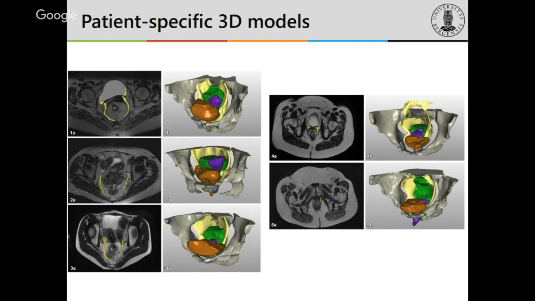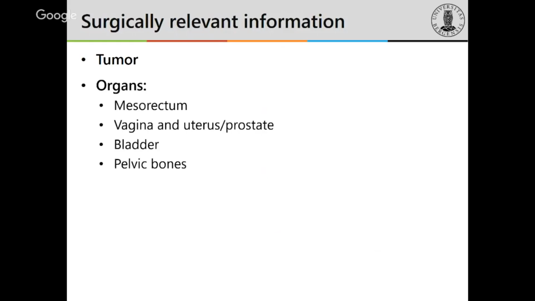Because what is a good visualization depends on what is surgically relevant and what is interesting for the surgeon to look at. So we discussed with the surgeons what they actually care about during the surgery. First of all, this is of course the tumor, because that is a structure they need to remove. Then there's the organs that they use as context, such as the mesorectum, the vagina and uterus, the bladder and the pelvic bones. And finally, of course, these autonomic nerves that they don't want to damage.